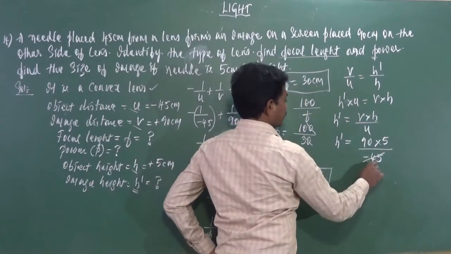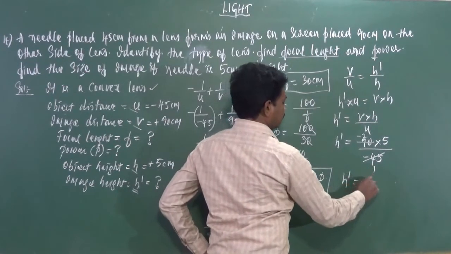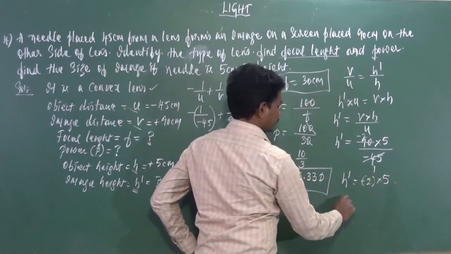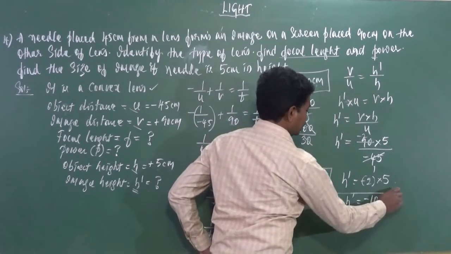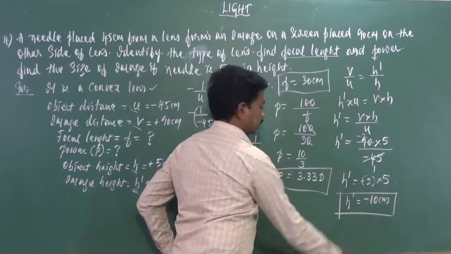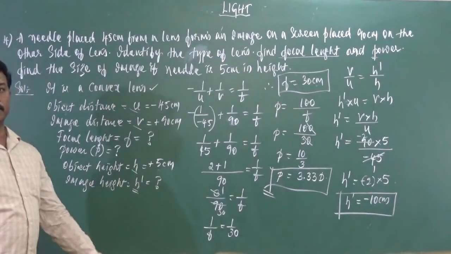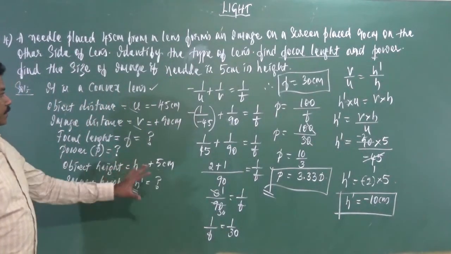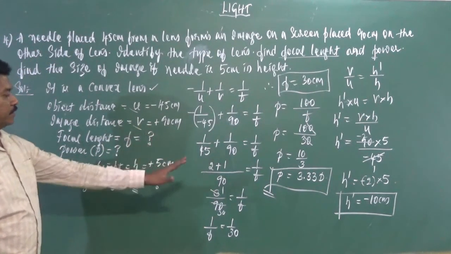Minus 45 ones are minus 45, minus 45 twos are minus 90. So H dash is equal to minus 2 into 5. So H dash is equal to minus 10 centimeters. Here H dash being minus 10 centimeters indicates that the image is real and inverted. This can be asked for 4 marks because power of the lens is also included in this.